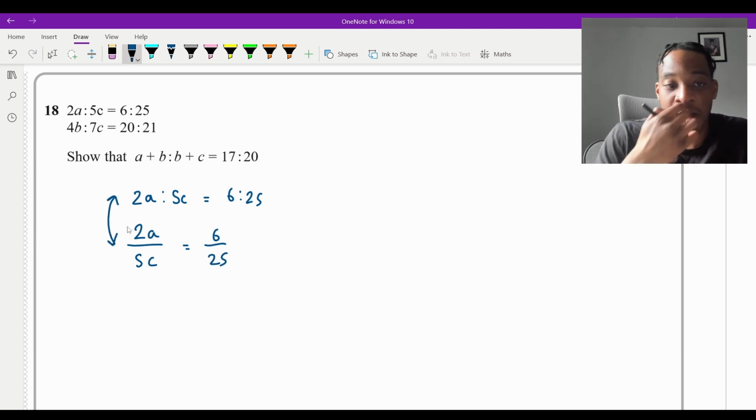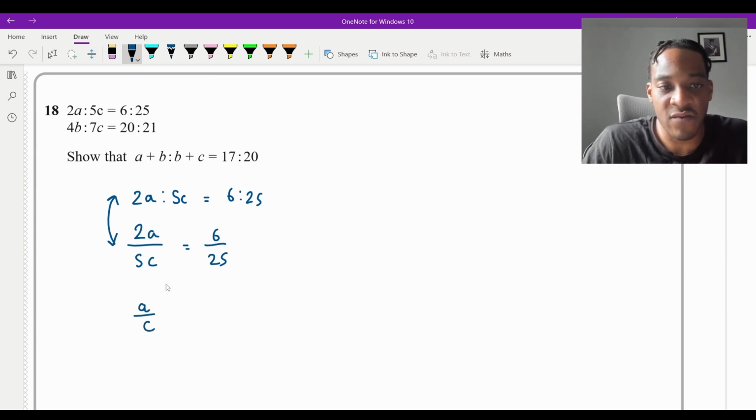The good thing with this is that I'm going to use algebra to manipulate this to get a and c on their own. So a divided by c will give us the ratio a to c. How would I do this? I need to get rid of this 2 and this 5 here. So I'm going to times by 5 on the top and then divide by 2 on the bottom. So if I do a divided by c, and this goes there, then when I divide by a number, you just multiply on the denominator. So it's actually 2 times 25 here. And then this 5 will times with this 6.